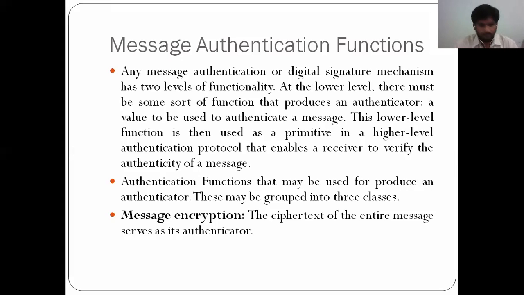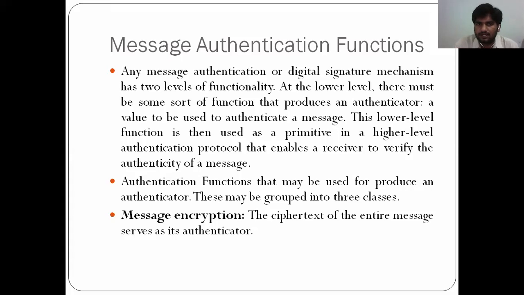So if message authentication is the task, then we need to perform this task. We have some message authentication functions. Any message authentication or digital signature mechanism has two levels of functionality. At the lower level, there must be some sort of function that produces an authenticator, a value to be used to authenticate a message. This lower level function is used as a primitive in a higher level authentication protocol that enables a receiver to verify the authenticity of a message.